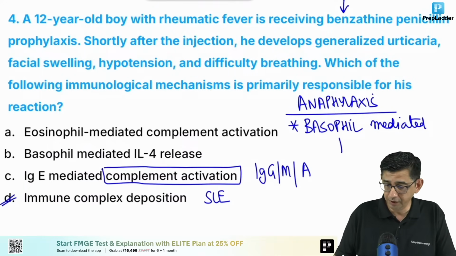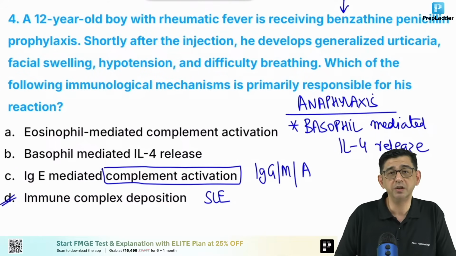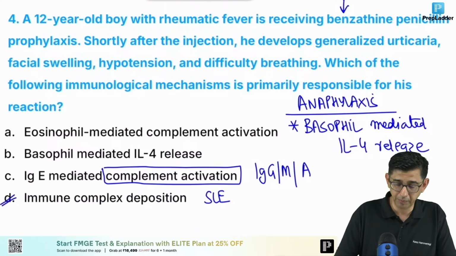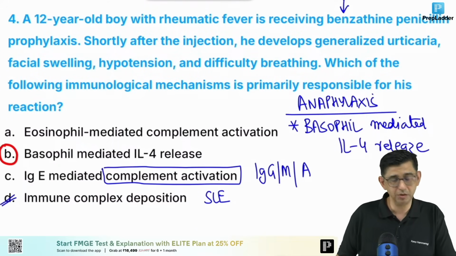It is basophil mediated interleukin-4 release. It is basophil related interleukin-4 release that is responsible for anaphylactic shock in a patient. So the correct answer to this question is option number B.